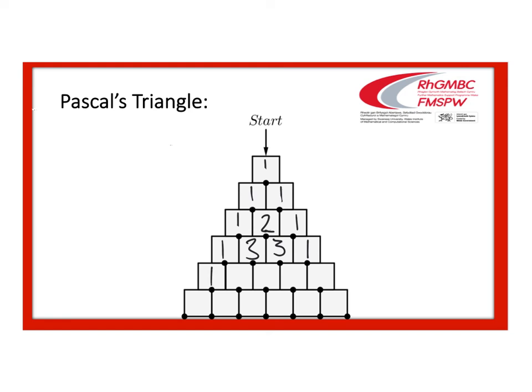Each cell is going to be the total of the cells above it. So on the outside left, we get 1. 1 plus 3 is 4. 3 plus 3 is 6. 3 plus 1 is 4. And 1 plus nothing is 1. And this is what's interesting about Pascal's triangle.